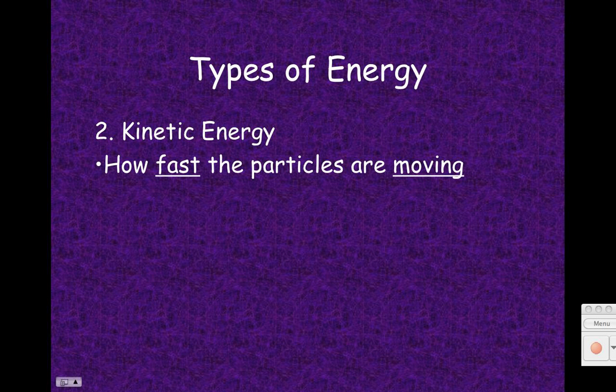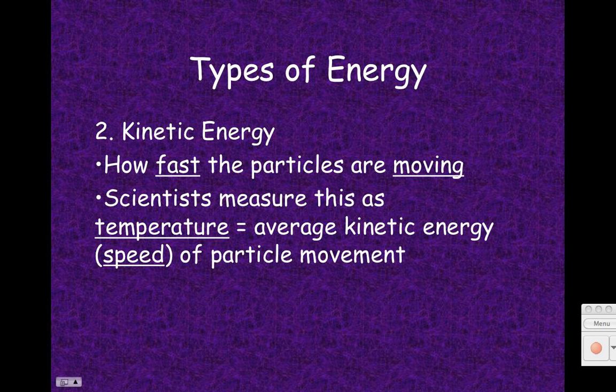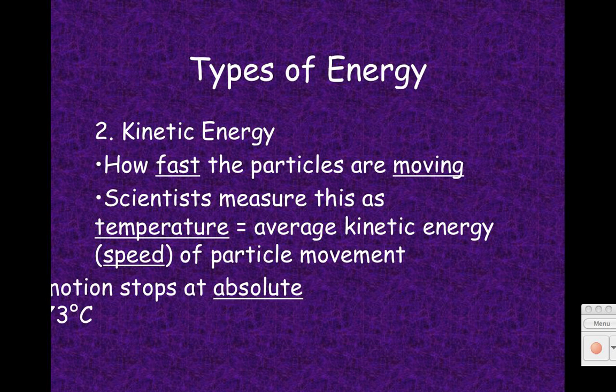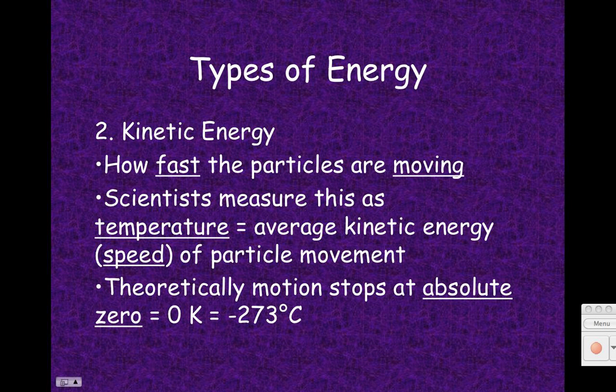So they measure something called average kinetic energy, and we have turned this average kinetic energy into a form that's more convenient for us, and that is temperature. Temperature is the average kinetic energy, or the speed of particle movement. Now, theoretically, this motion stops at a temperature called absolute zero, which is 0 degrees Kelvin or negative 273 Celsius, which we talked about again in our first unit.